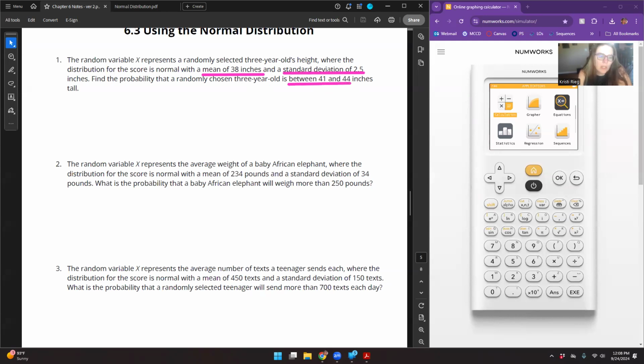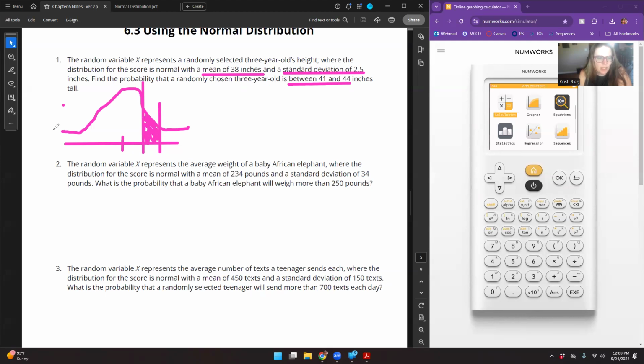Okay, fabulous. So if we were to do this the long way, we have our normal distribution. I'm just going to draw my bell curve here, with the mean in the middle. The mean is 38. So 41 is over here, 44 is over here, and we're looking at this in between part right here.